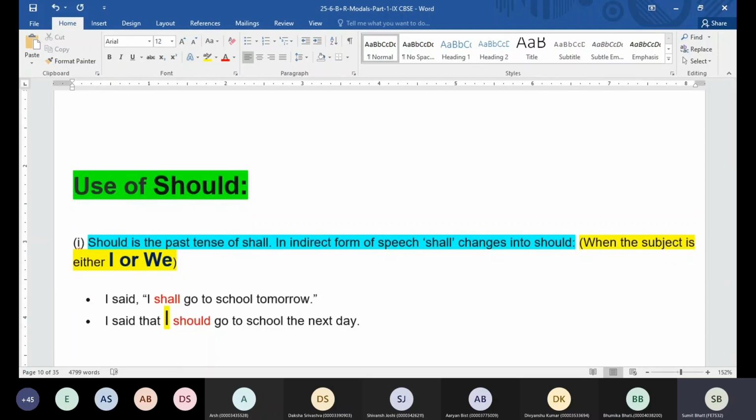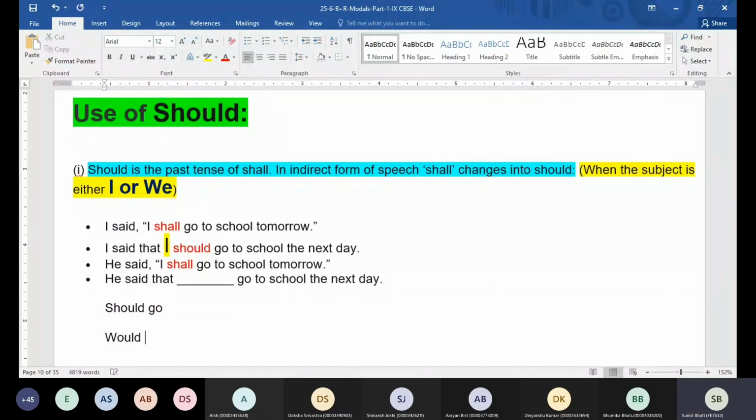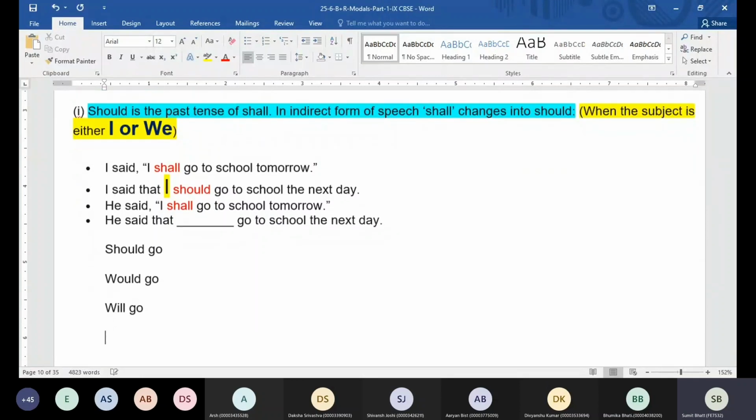Now suppose, guys, you have a similar sentence: he said, inverted comma, I shall go to school. The same sentence is given to you. When you do the transformation, it's going to become he said that, dash, go to school the next day. I'm giving you some options: should go, would go, will go, or shall go. Which one is the right answer?